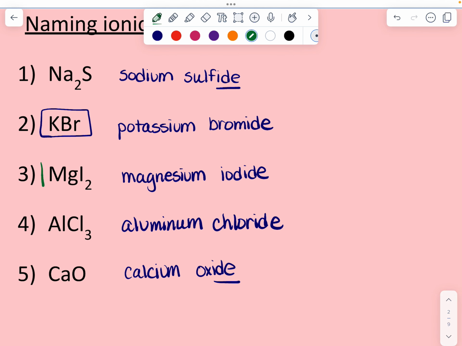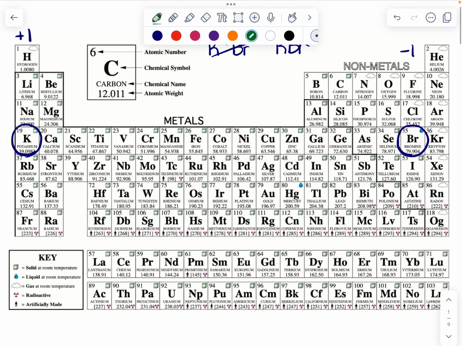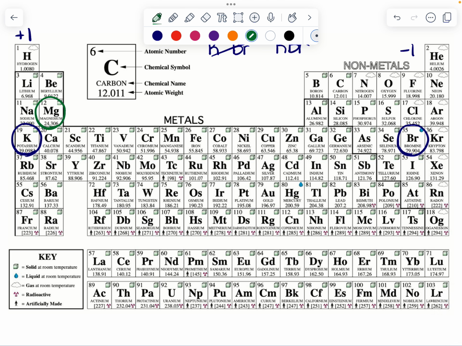If we were to look at magnesium and iodine together, we would see that magnesium is in the +2 column and iodine is in the -1 column. So if you have magnesium and iodine, it would actually take 2 iodines for this to come out to be a charge of 0. Therefore, that is why the formula is MgI2.